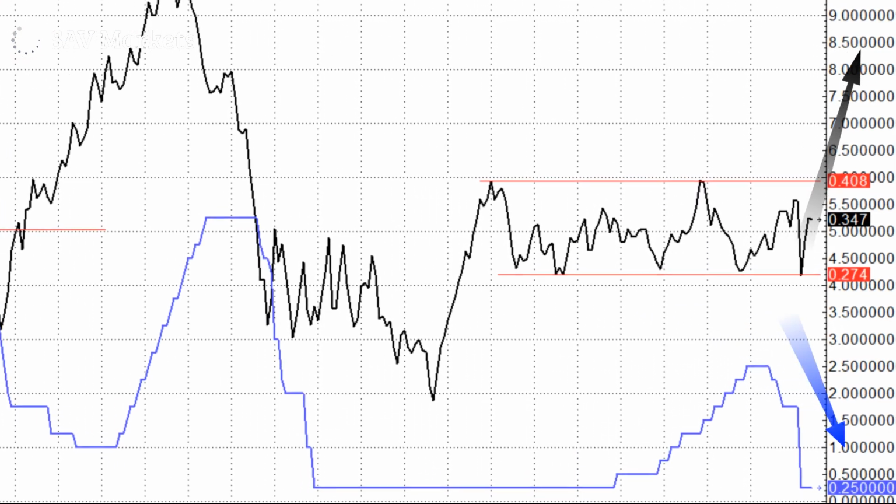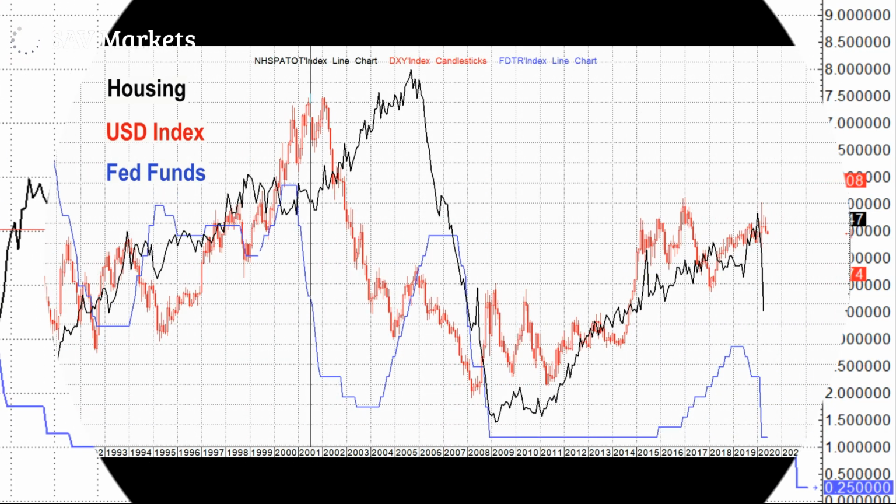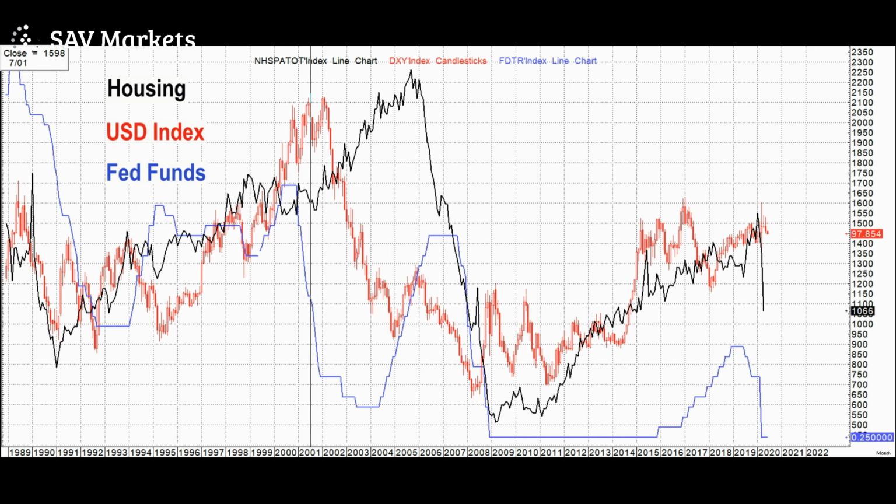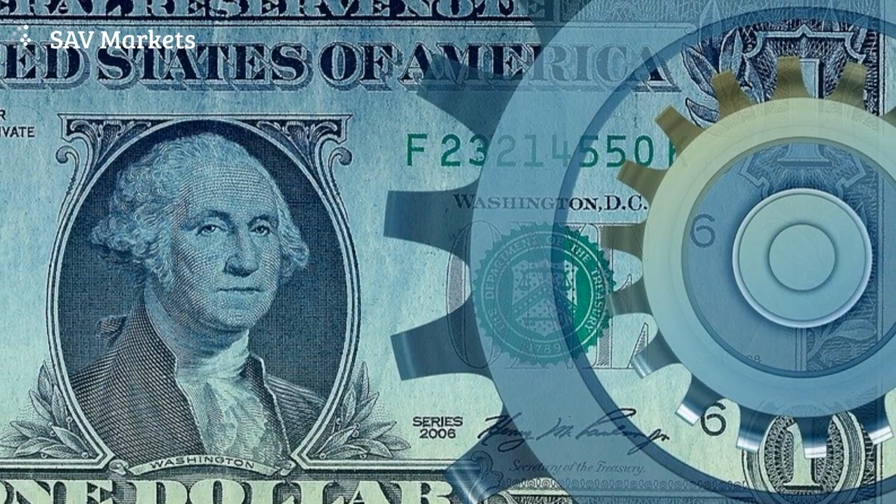Importantly, the same loose policies that fueled the housing market in the second half of the 1980s and the early 2000s also sent the US dollar down. Consequently, we saw the simultaneous rise in real estate and a fall in the US dollar, which itself is a form of monetary easing. Again, a similar pattern is unfolding before us today.